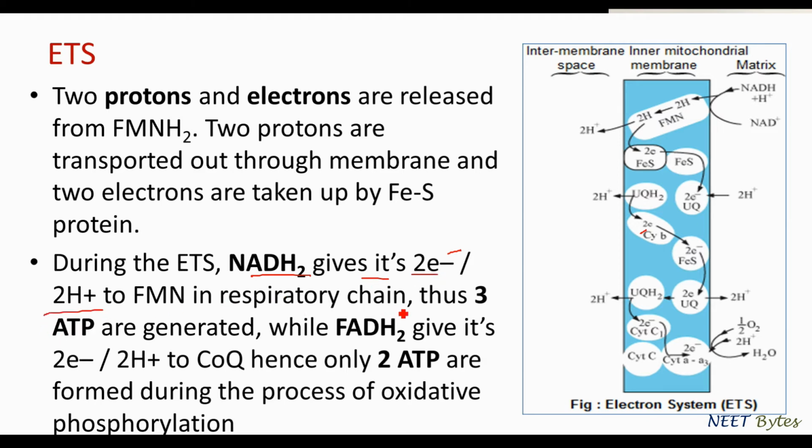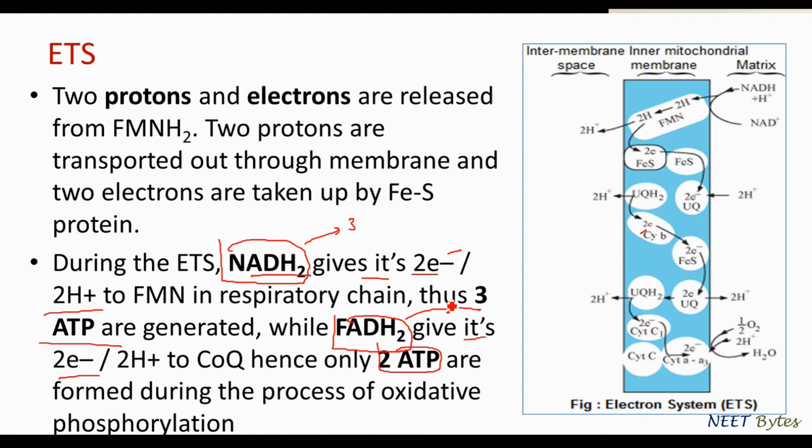So what happens during the ETS is that the NADH2 gives 2 electrons or 2 hydrogen to FMN, and thereby 3 ATP are generated. So one NADH2 is capable of forming 3 ATP. But when we see the FADH2, the FADH2 gives only 2 electrons. Okay. So what happens here?